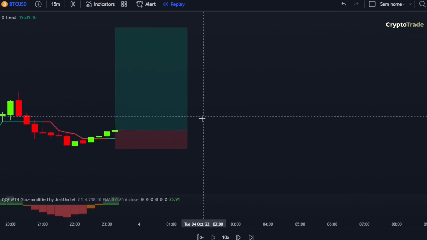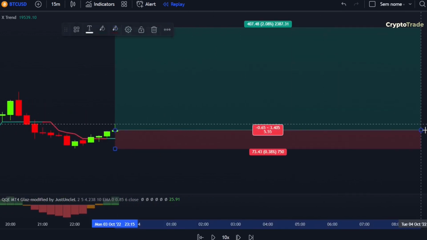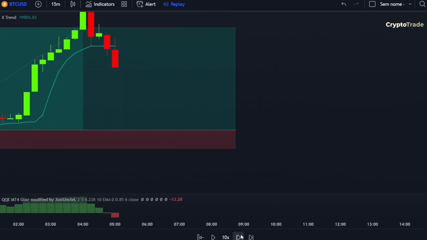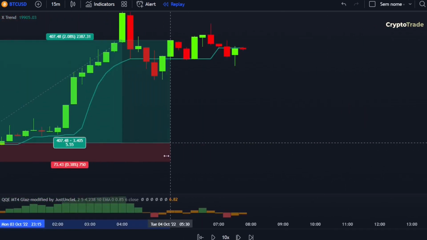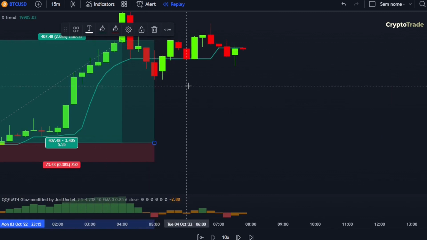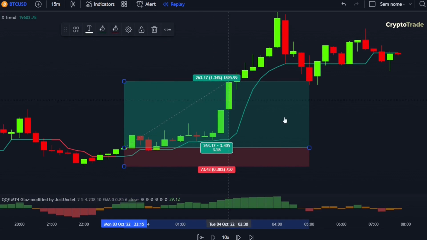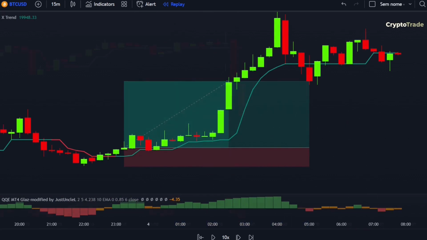Wait until the XTREME TREND line turns from green to red or the QQE threshold bars turn to red. Close the trade at the first red signal that appears on any of the indicators. I hope you have understood the buying strategy.